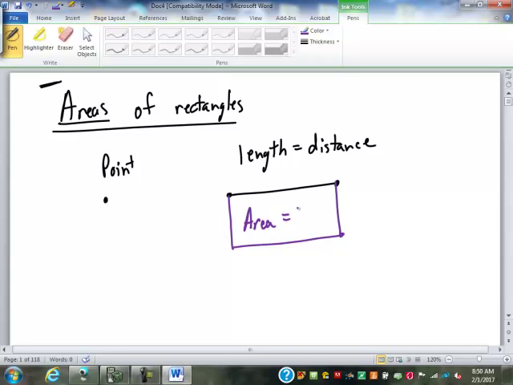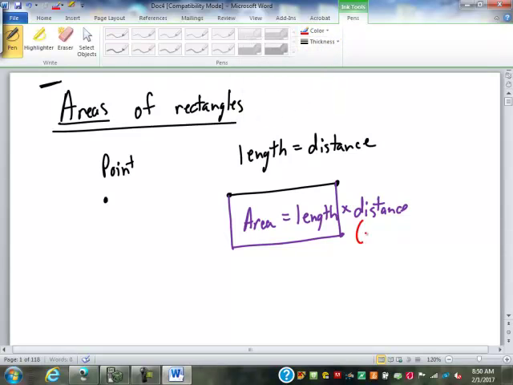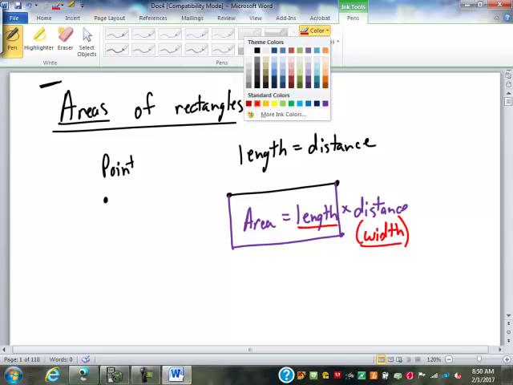And the size of that area is equal to that original length times whatever distance it was moved sideways. So another distance. That distance is most often referred to as a width. So those two dimensions combine to make an area.